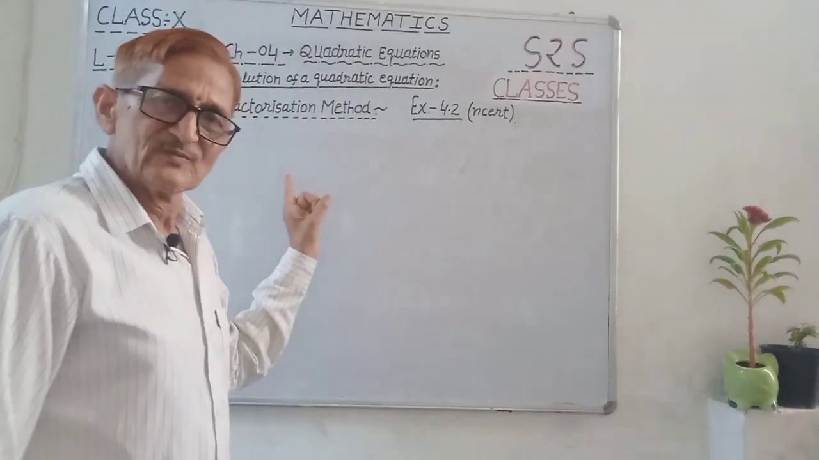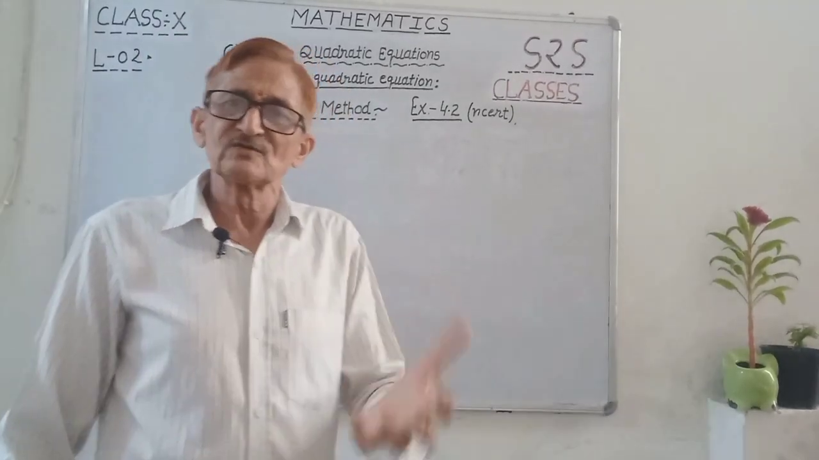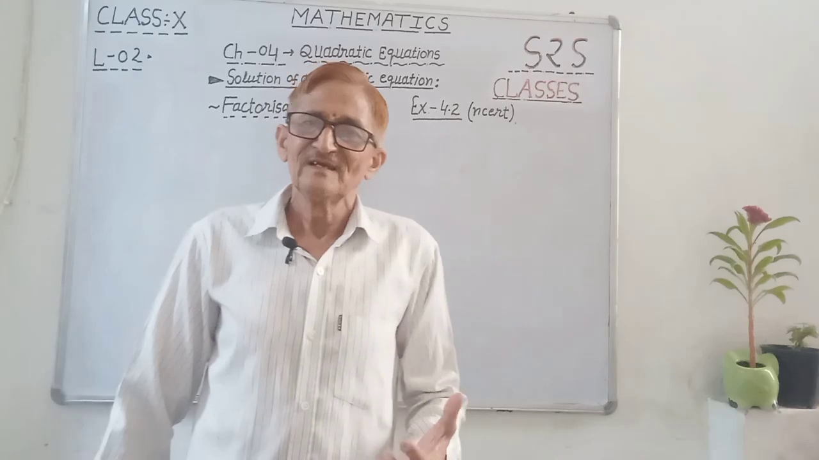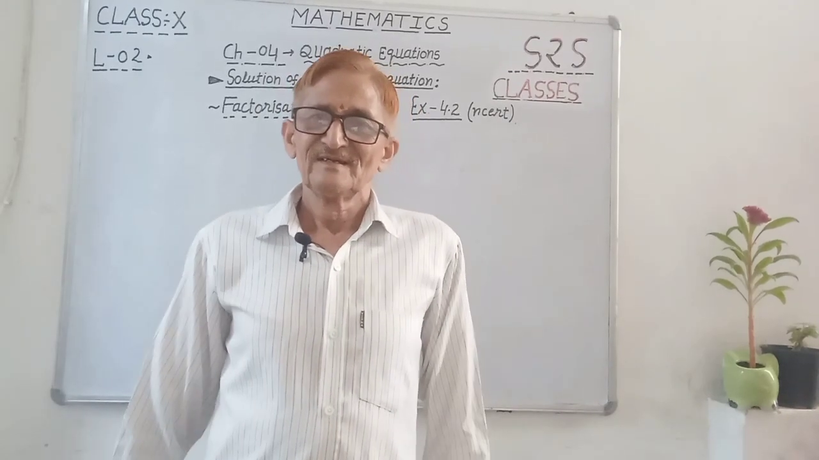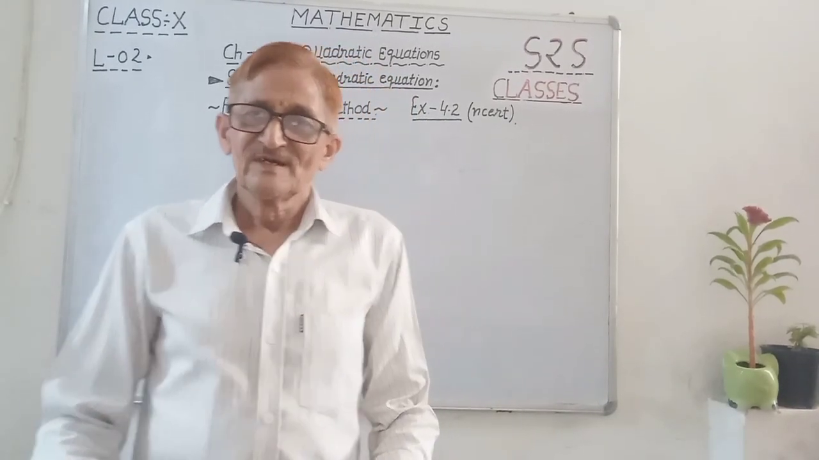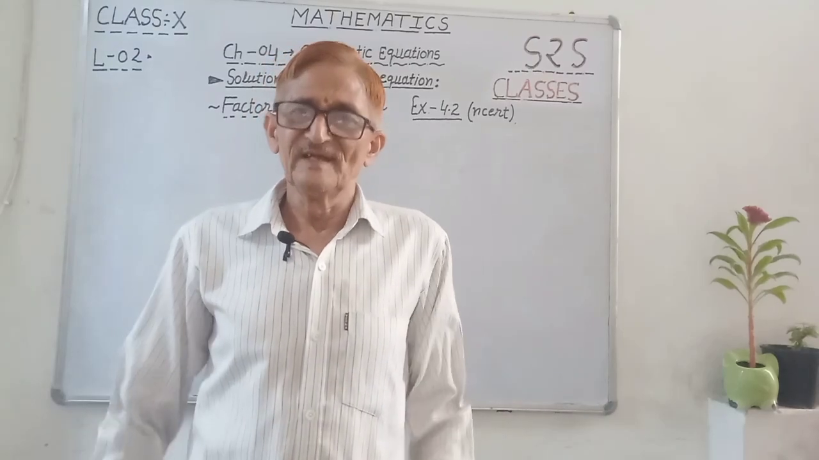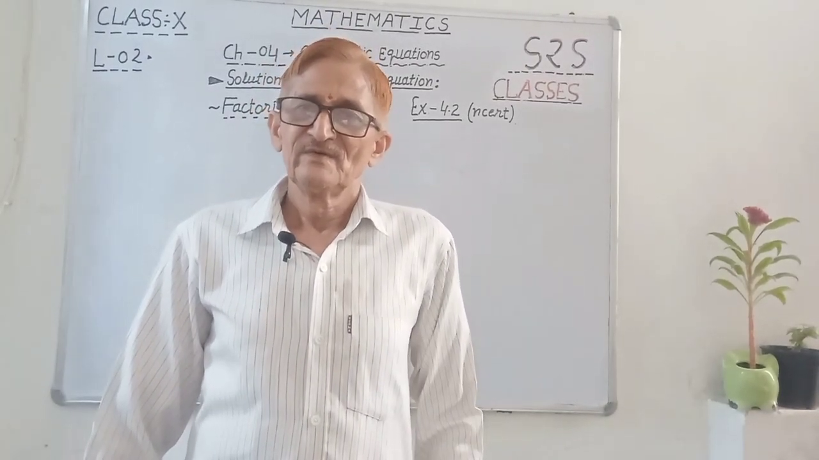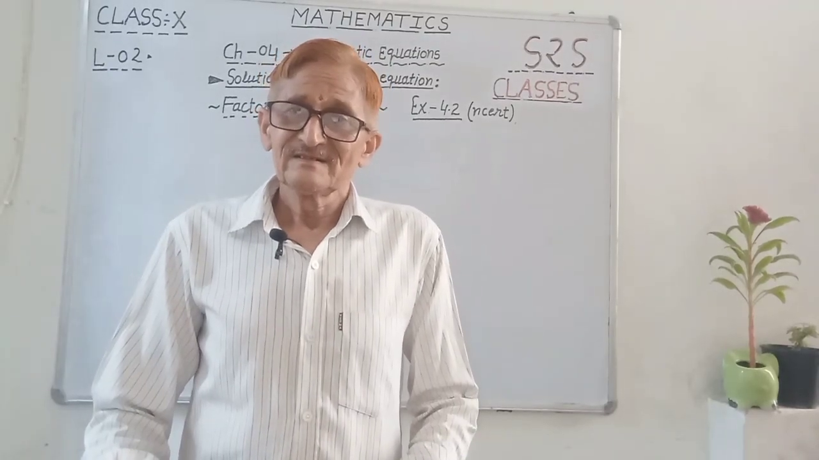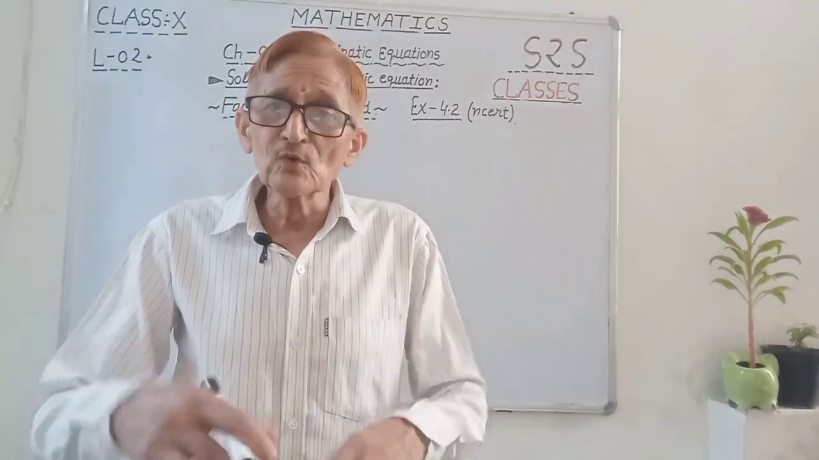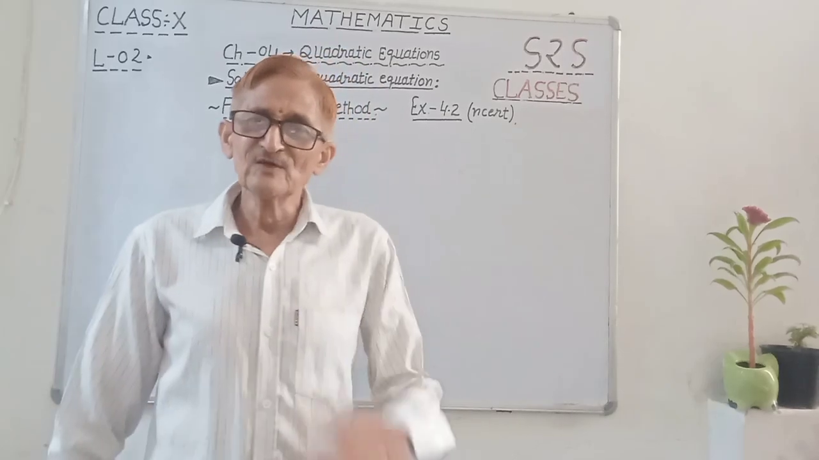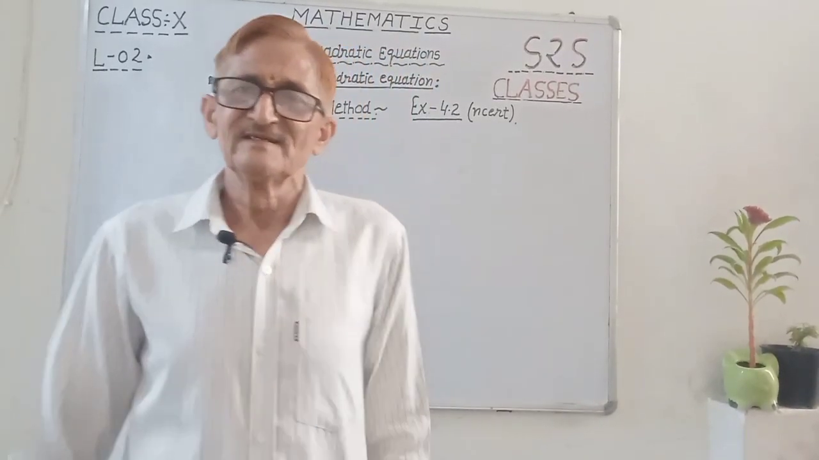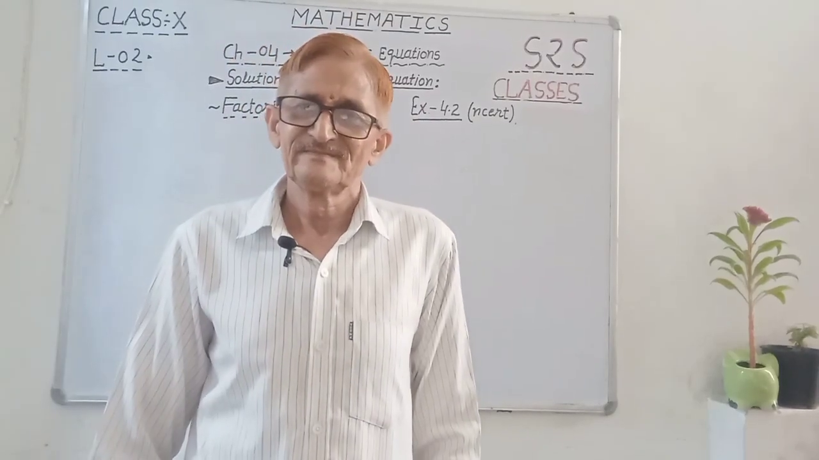Today lecture 2, representation over. Now solve the quadratic equation. What is the solution of the quadratic equation? How can we solve? Solution means the value of x in this ax square plus bx plus c equal to 0. That is called the roots of the equation. Values of x are called the roots of the quadratic equation, and that is called the solution.